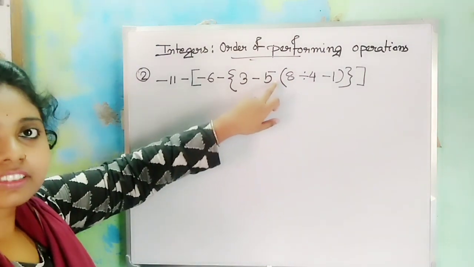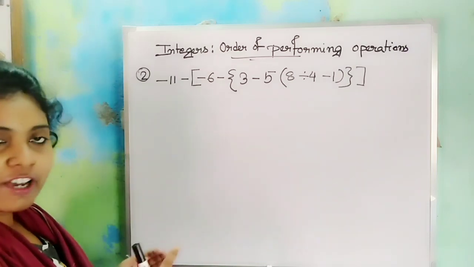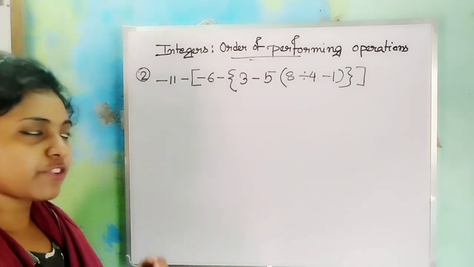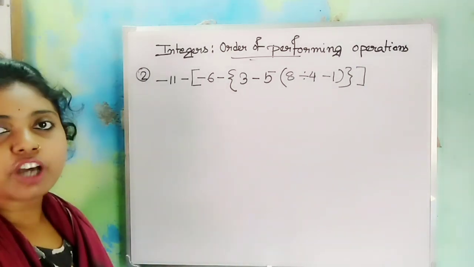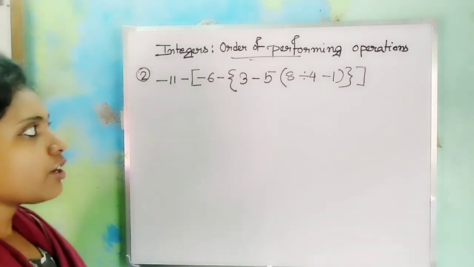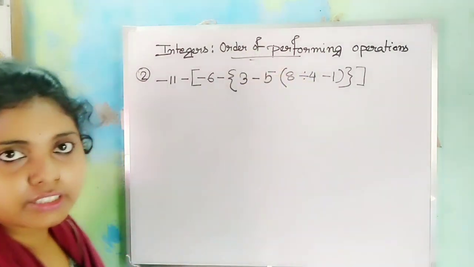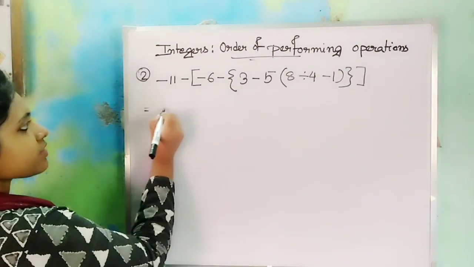See, next: minus 11 minus third bracket, minus 6 minus second bracket, 3 minus 5, and there is an of. Next first bracket, 8 divided by 4 minus 1, first bracket close, second bracket close, third bracket close. At first we have to do the operation within the first bracket. There are two operations, one is division and another is subtraction. So at first we do division. Let's start.